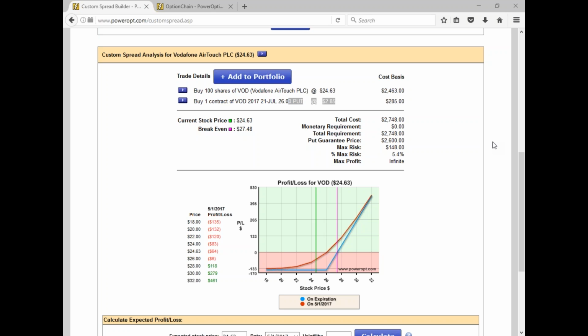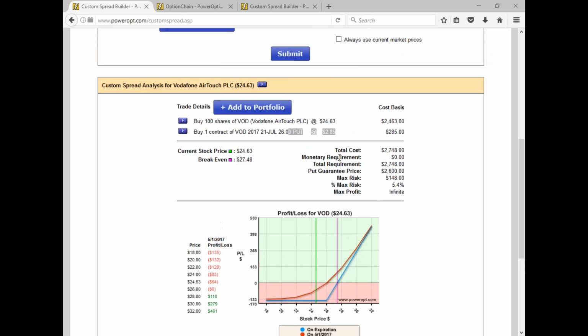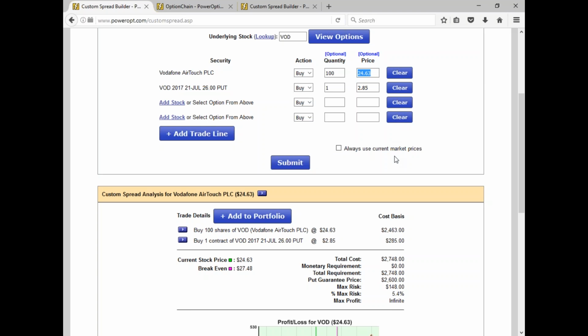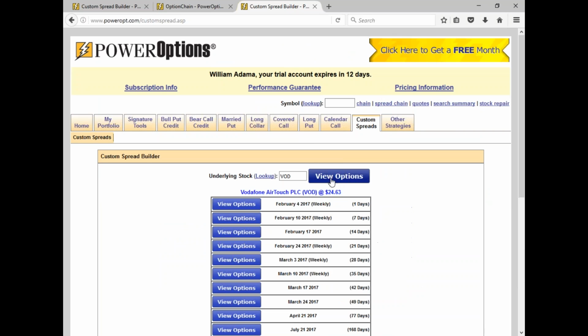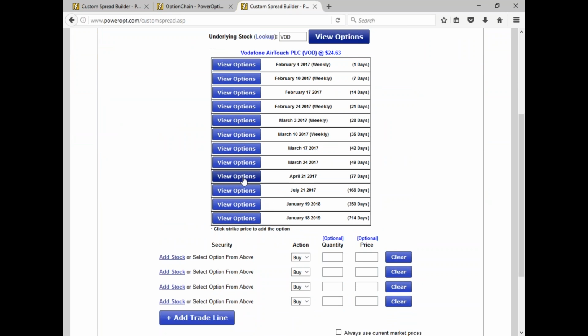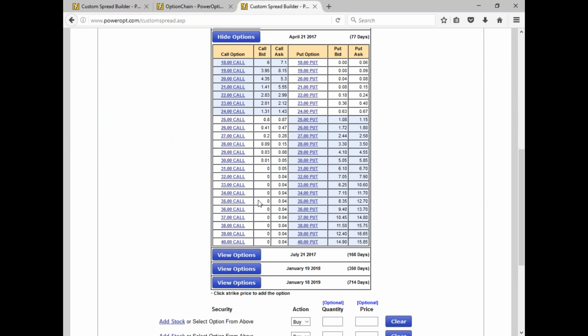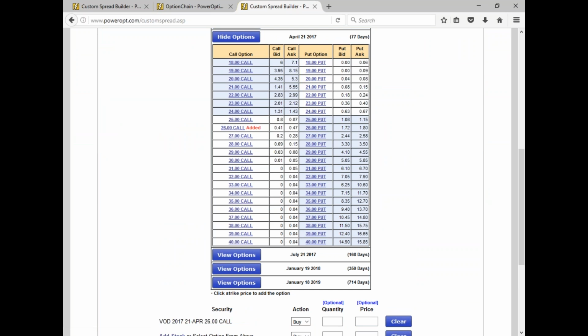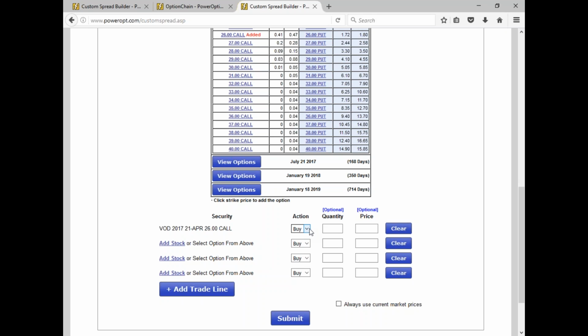So what we're going to do in this case is, instead of buying the stock at 24.63, he wants to look at buying an April 26 call and selling an April 24 put. Okay, so let's go ahead and put that in. We're going to go to April now on a new profit and loss chart, and we want to buy the 26 call. Midpoint there, we're going to put it at 44 cents. So we'd buy one, just for example, at 44 cents.